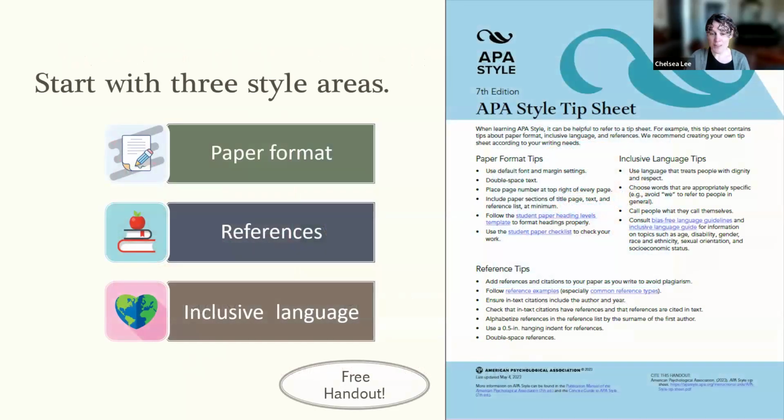So you're in the position that you're going to start teaching APA style or introducing it to students who maybe are skeptical. My advice is to start with 3 style areas to begin with: paper format, references, and inclusive language or language choices. And on the screen here, you see our APA style tip sheet. This is one of our free instructional aids that you can get on our website. Please use it. And that kind of summarizes the main ideas for these 3 areas. And so that's a really effective resource to take a 400-page book and put it on one page of where to start.